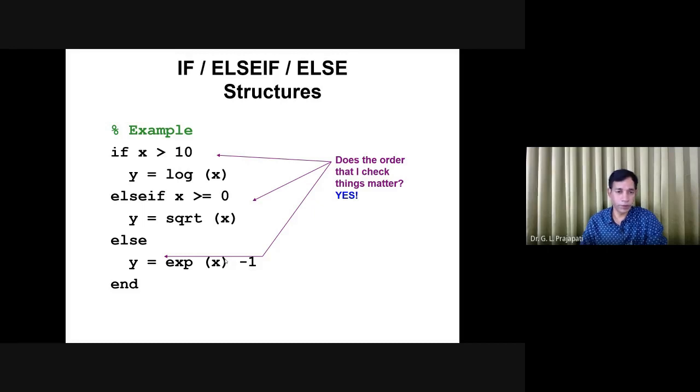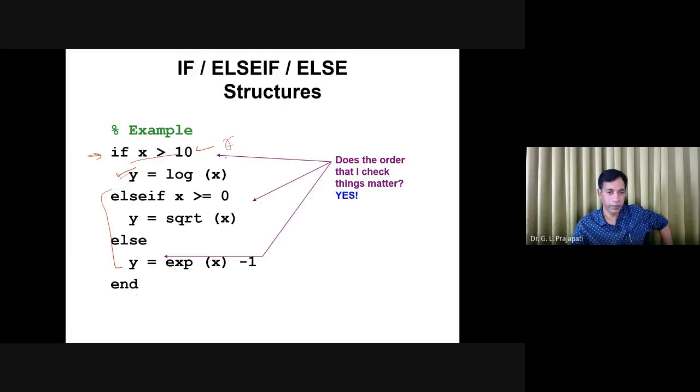What is the order in which the conditions are going to be checked? Are you starting from the else if or the if? Generally we have to start from the first. First this condition is checked. If x is greater than 0 is true, then you are going to execute this, and then you are out of the body. So if x is greater than 10, then you are going to execute this.